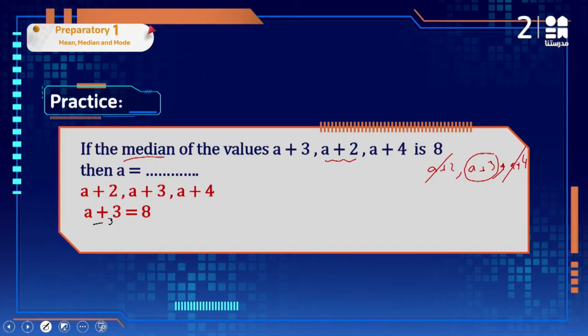I'm going to write a plus 3 equals 8. Why 8? Because the median is given. And how can we solve this equation? By subtracting 3 from both sides, or by moving it to the other side. Okay? So we cancel the 3, and 8 minus 3 is 5. So a is 5.